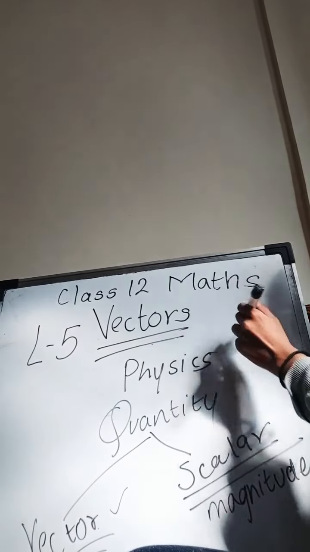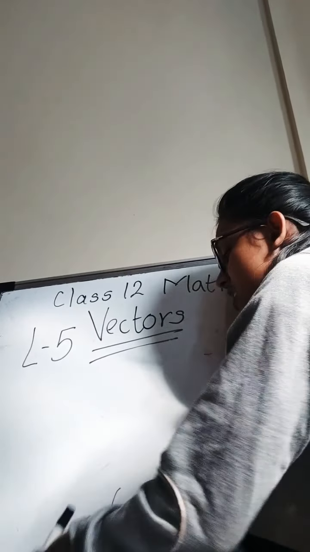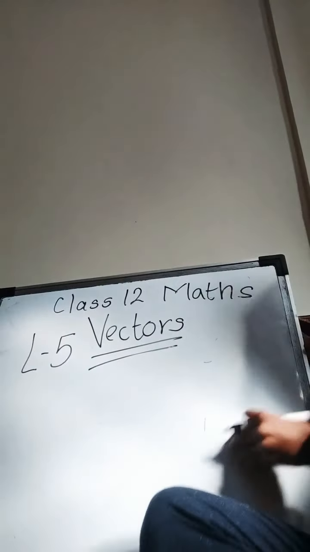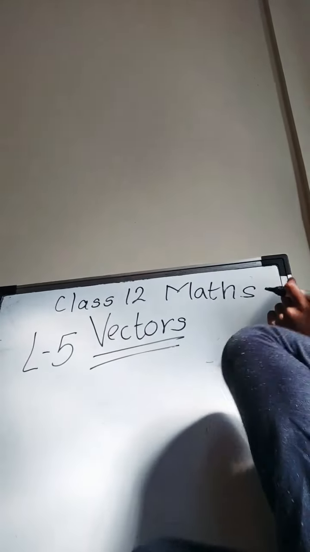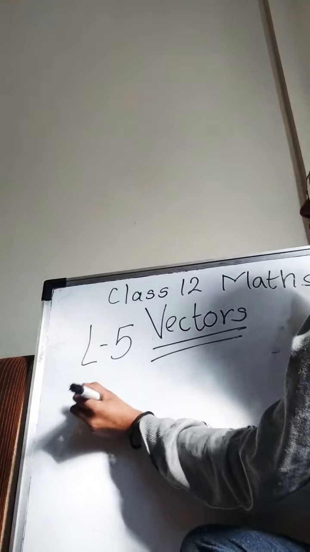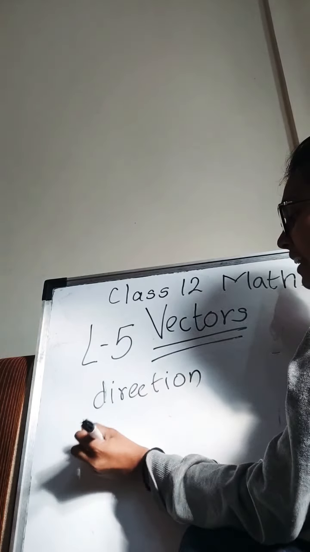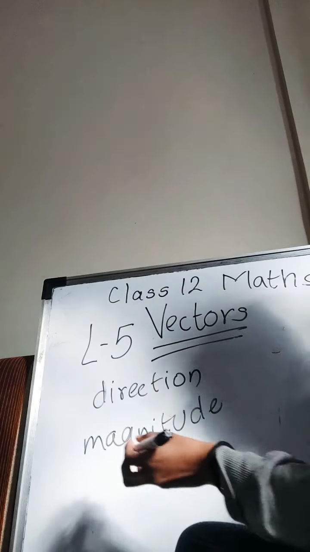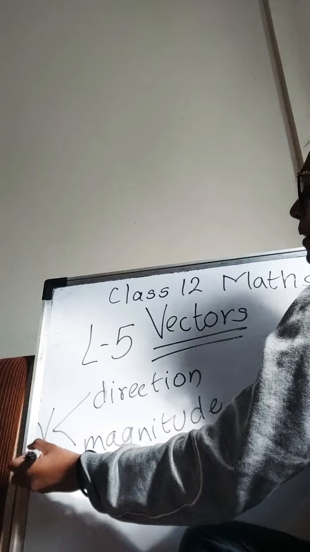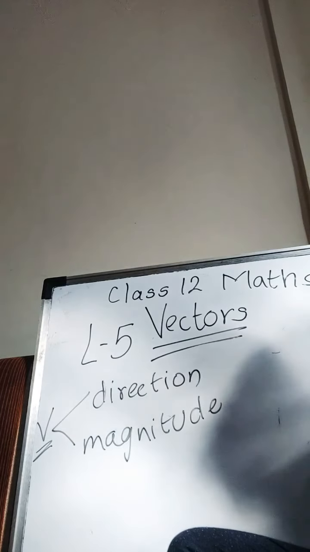Now what does direction mean and what does magnitude mean? Let me just tell you quickly. This is a recap, you might already know all these basics. So direction and magnitude. Okay, these are the two things which we need for measuring a vector quantity. I have represented it as V.